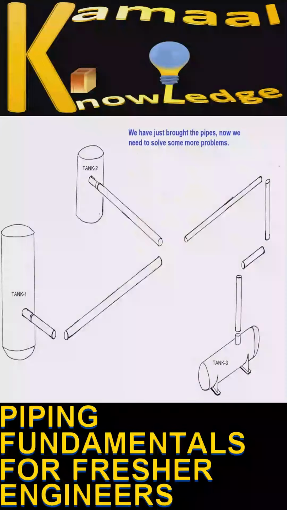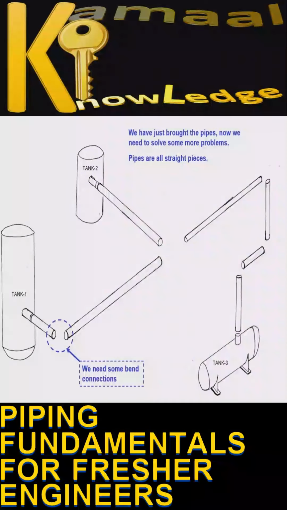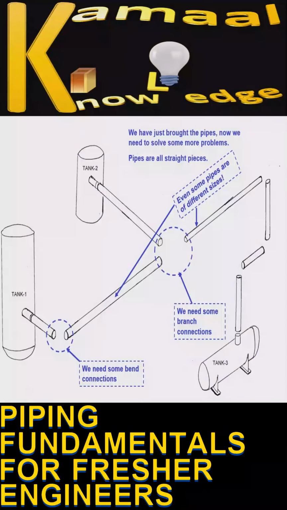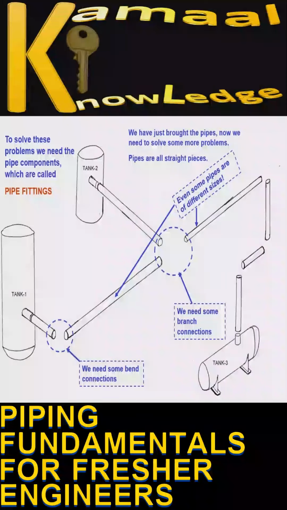Now we need to solve some more problems. Pipes are all straight pieces. We need some bend connections. We need some branch connections. Even some pipes are of different sizes. To solve these problems we need the pipe components, which are called pipe fittings.